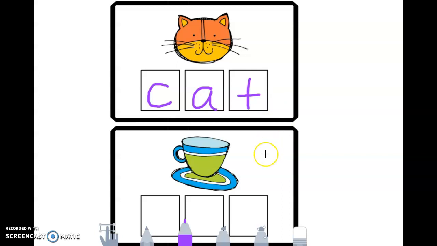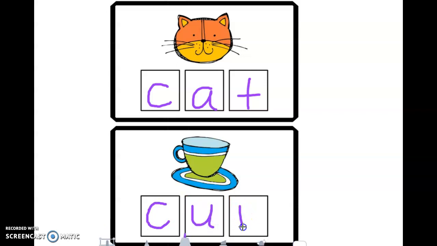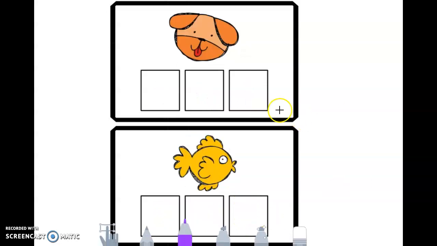All right, let's look at this next one. Say the name of the picture. Segment the sounds you hear, and then write the letters of the sounds you hear. Okay, let's check it. Cup. K, C, U, P. Cup.